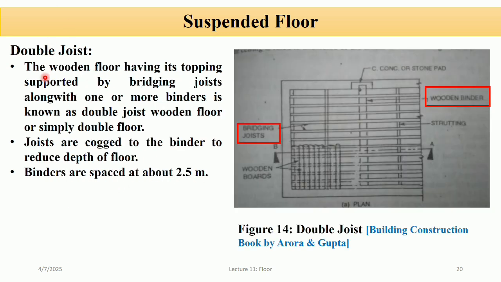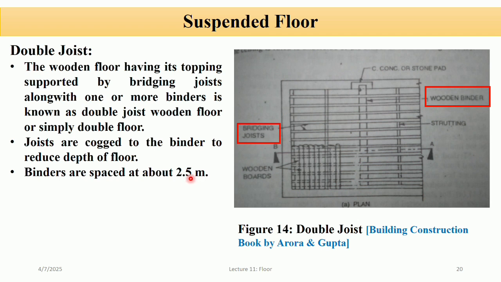And the double joist: the wooden floor having its topping supported by bridging joists along with one or more binders is known as a double joist wooden floor or simply double floor. You can see in this figure, this is the bridging joist and this is the wooden binder. So in this case, the floor is supported by the bridging joist and one or more binders. So we can call this double joist. Joists are framed to the binder to reduce the depth of the floor, and binders are spaced at about 2.5 meters.